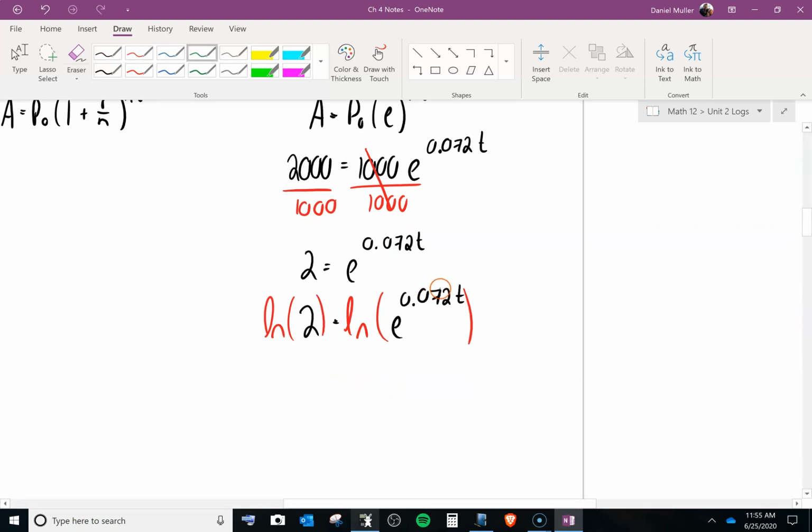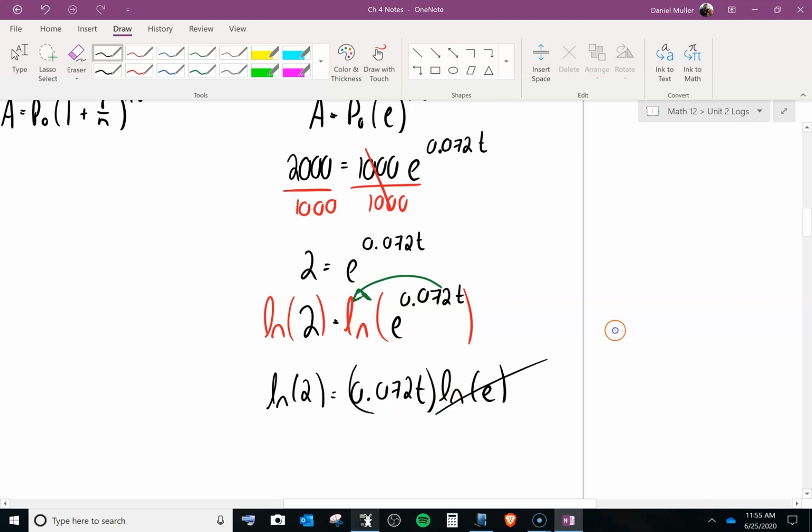So same thing happens. This comes on down in front. Notice there's no number of compounds needed. Don't need to do that. 0.072t, because it's done continuously. So that comes down in front, times ln of e. Now ln of e is just 1. Remember that's log base e of e, and anytime you have a log base and a number the same, that just becomes 1.